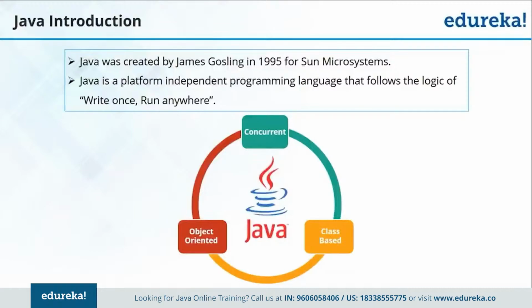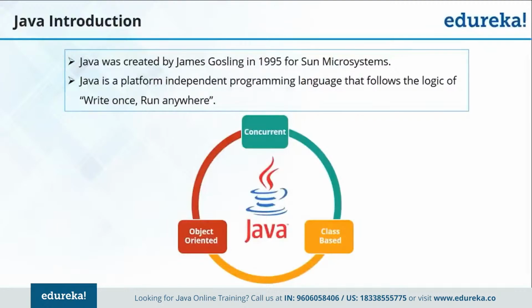Now, Java is a platform independent programming language. When I say platform independent programming language, what it basically means is that once you've written your code, you can run it anywhere. So there are not going to be any specific dependencies or any changes that you need to perform on that code once you've brought it to a different system.